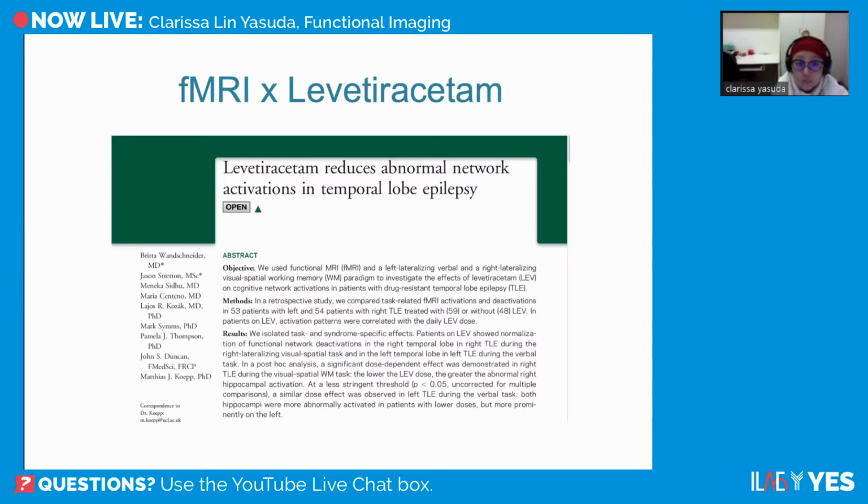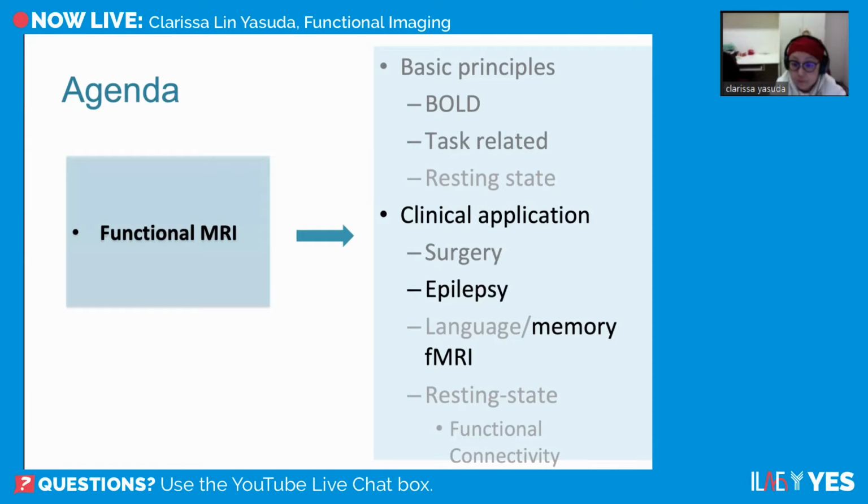And also the same group from Matthias, they also studied levetiracetam and showed that levetiracetam kind of normalizes the network activations in TLE. So that's why probably levetiracetam is also considered a very good drug to be taken, with less cognitive effects.